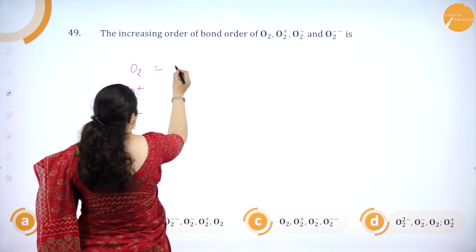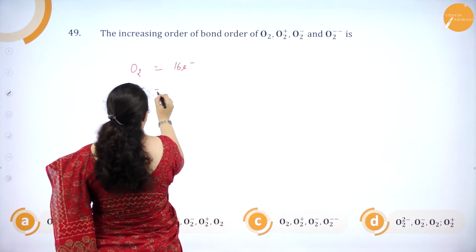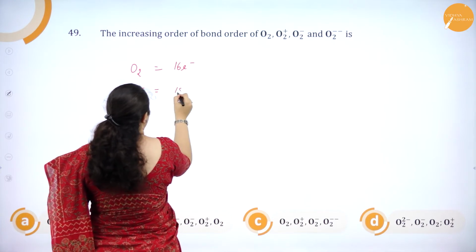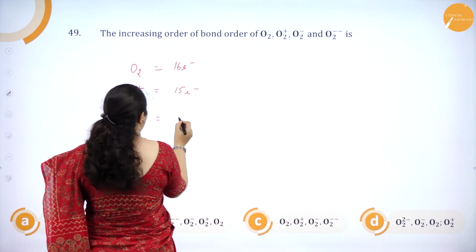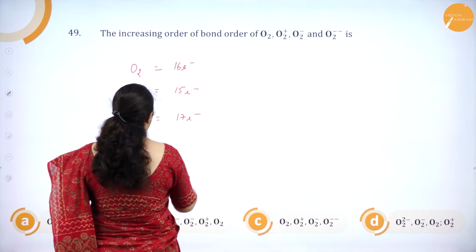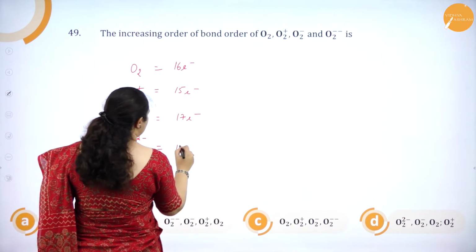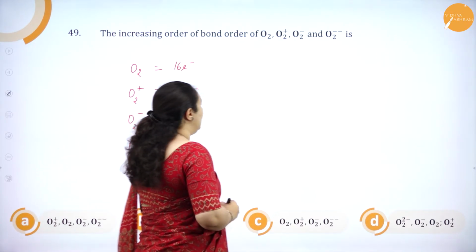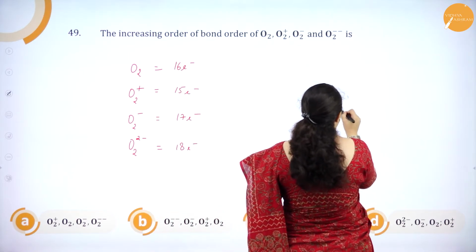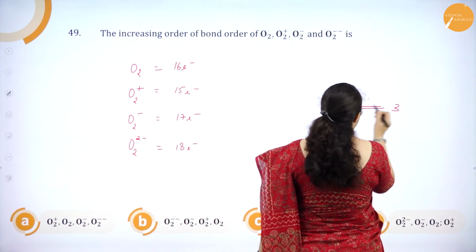See, in oxygen, the number of electrons is 16. Here 16 minus 1, it is 15 electrons. Here again 16 plus 1, so it is 17 electrons, and here it is 16 plus 2, they have 18 electrons. Now bond order, if 14 electrons are present, the bond order is 3.